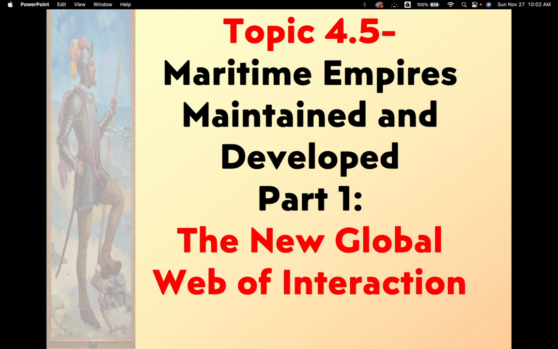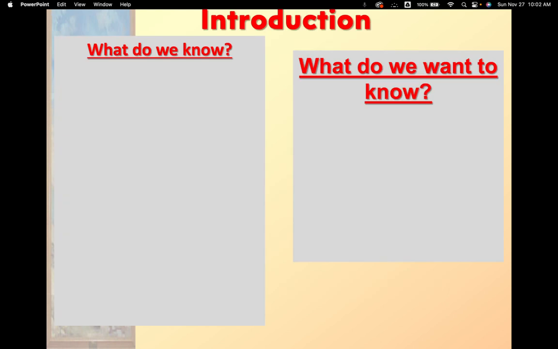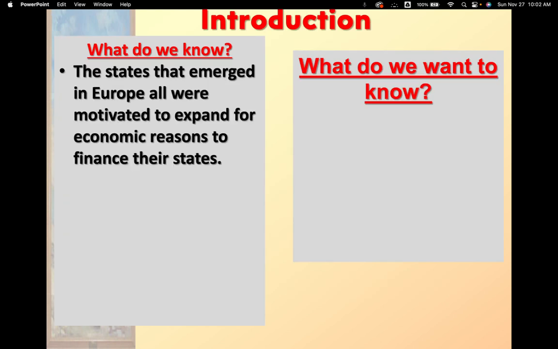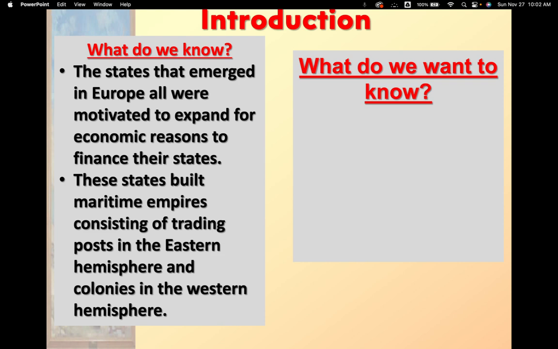So, this video is part one. And in this video, we're going to focus on this new global web of interaction. So, we know that the states that emerged in Europe were all motivated to expand for economic reasons, and they needed to do this to finance their states. So, what they did is they built maritime empires. In the Eastern Hemisphere, this consisted of trading posts, and in the Western Hemisphere, colonies. And that's going to be important to know here.